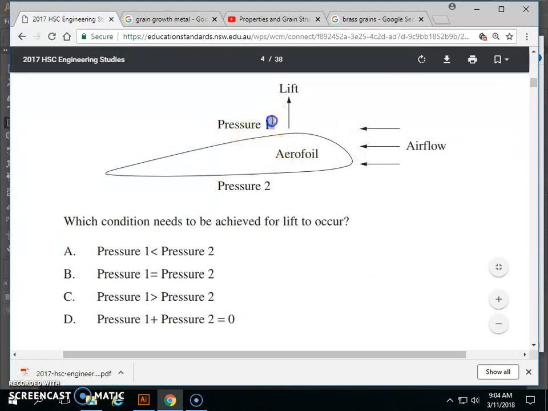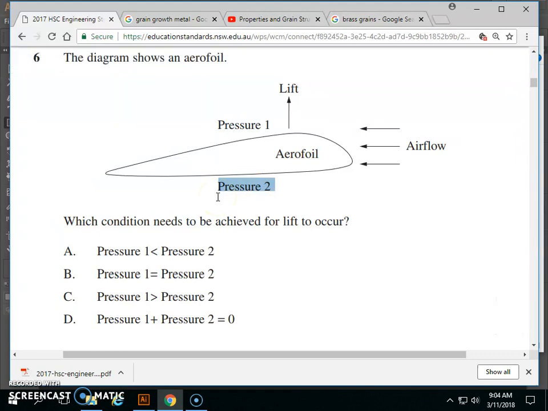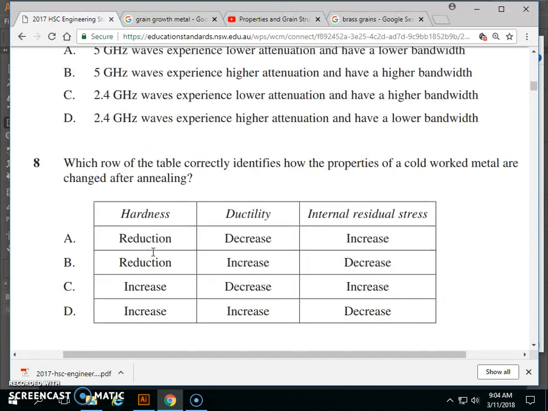The pressure at 1 has to be low pressure, so it's sucking like a vacuum cleaner, and the pressure at 2 has to be high pressure. It's like pushing like a compressor. Yeah, that pushes the wing up. So we need lower pressure above, so lower means that pressure 1 is less than, so A.